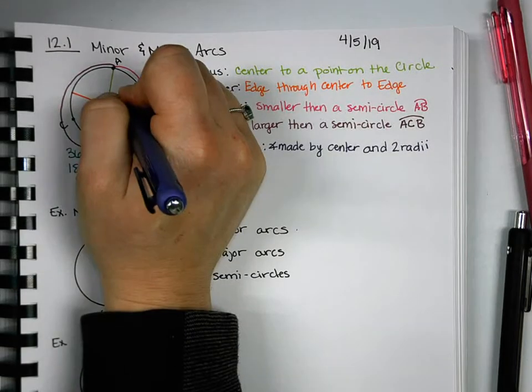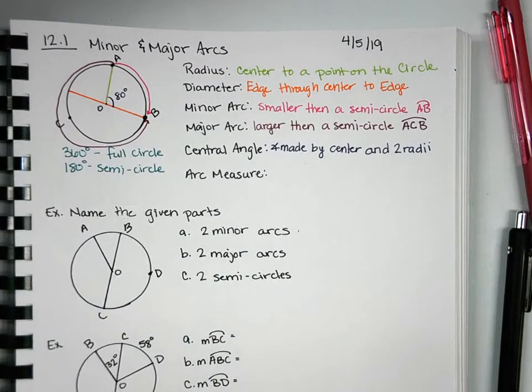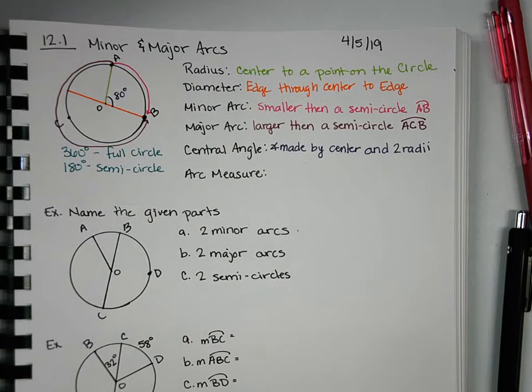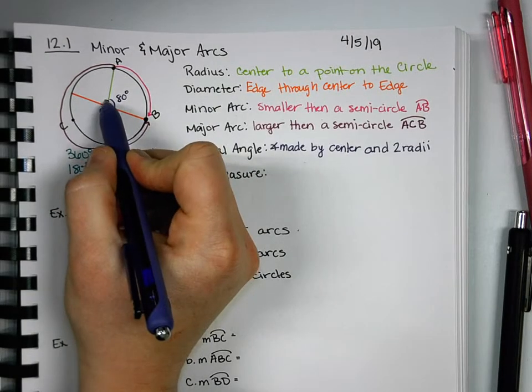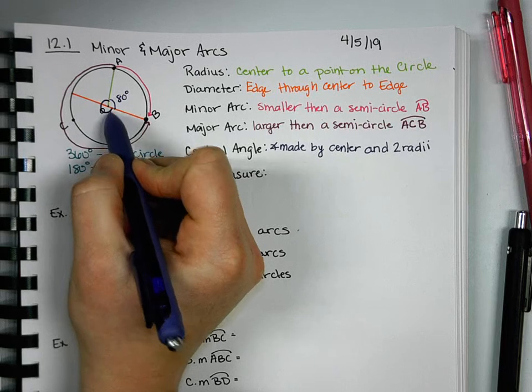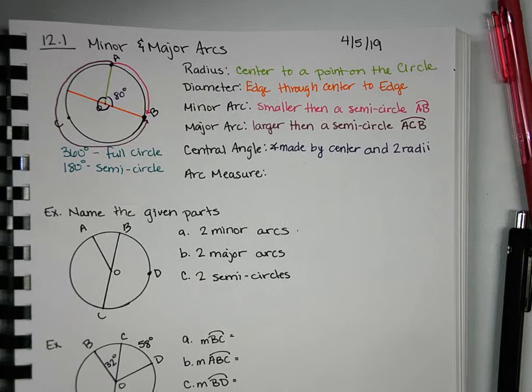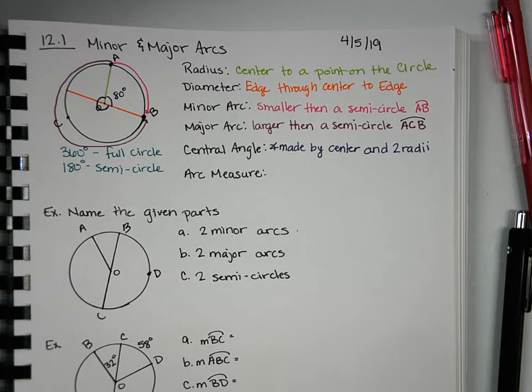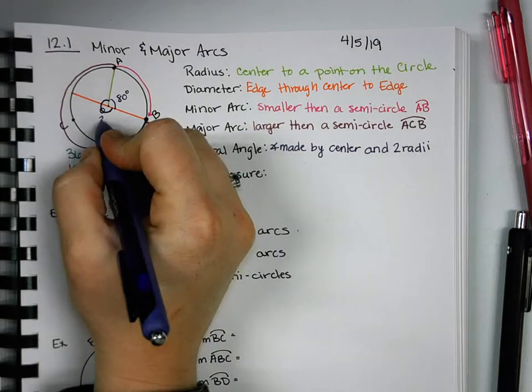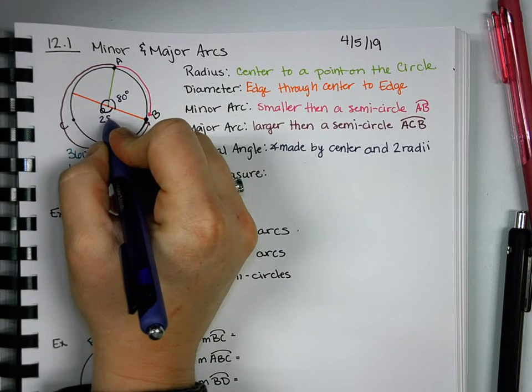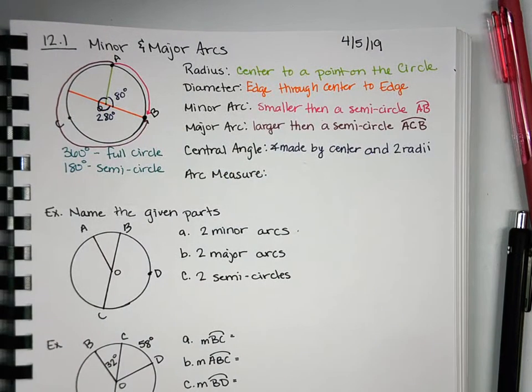If I tell you that this angle is 80 degrees, what would this central angle over here be? 360 minus 80, because remember our all the way around now is 360. So we kind of have to break our habit of always doing 180 like we did with triangles. So 360 minus 80 would give us 280. Okay.